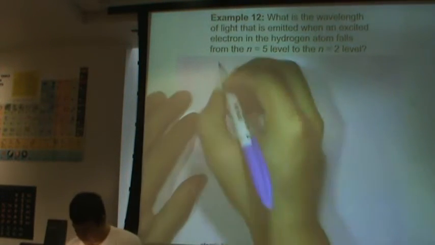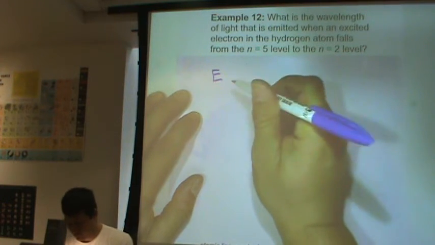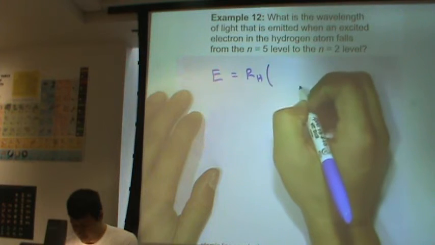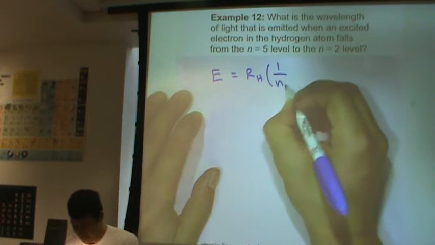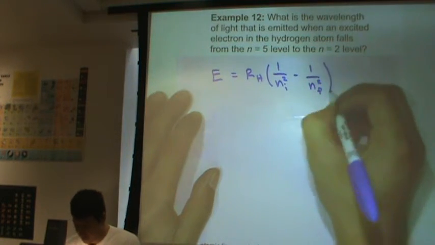Example 12. What is the wavelength of light that is emitted when an excited electron in a hydrogen atom falls from the n equals 5 level to the n equals 2 level? This is a Rydberg equation question. So the energy of an electron moving orbital levels is going to be equal to the Rydberg constant times 1 over ni squared minus 1 over nf squared.